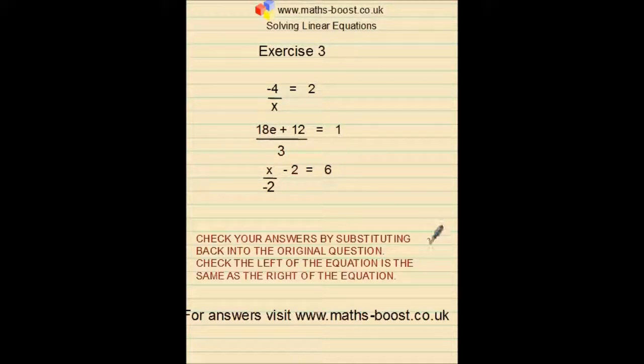And again, as always, check your answer by substituting back into the original question and check that the left-hand side evaluates to be the same as the right-hand side. You'll know you've got the question right.